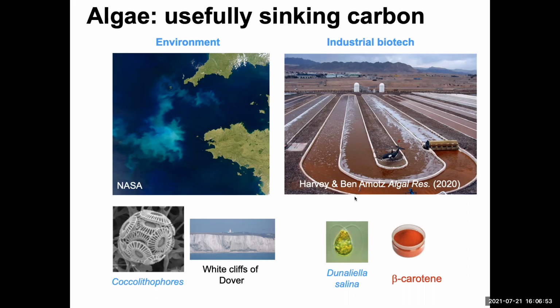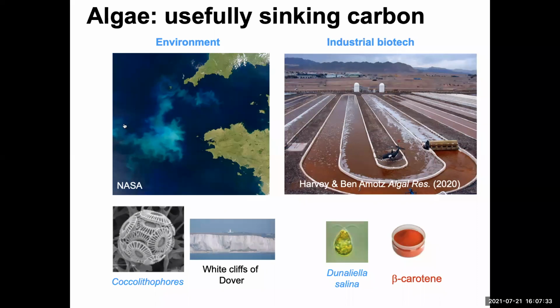Another useful carbon sinking that algae do is in biotechnology. You see here these raceway ponds in Israel, which you'd expect them to be green, but no, algae are not always green. When they are stressed, they produce pigments, like this alga, Dunaliella salina, which is a marine species which produces beta-carotene, which is a valuable pigment. So you can grow algae in these ponds to produce useful products, and that's another motivation for studying them.